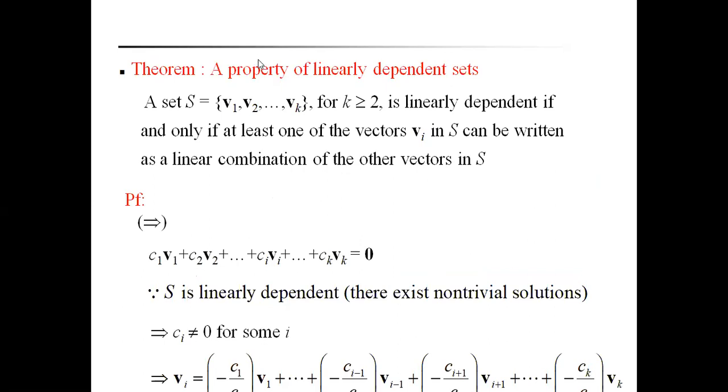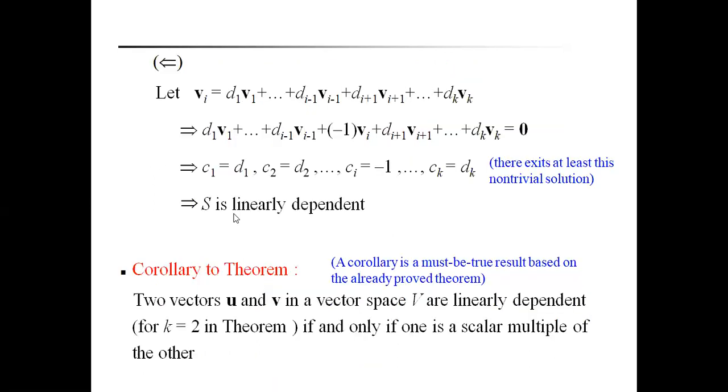This is the theorem, a very important one. A set S equal to {v1, v2, ..., vk} for k greater than or equal to 0 is linearly dependent if and only if at least one of the vectors vi in S can be expressed as a linear combination of the other vectors in S. This is the first part. This is the second part.